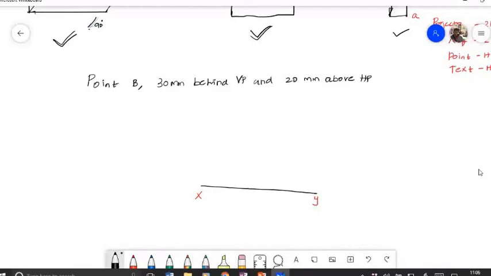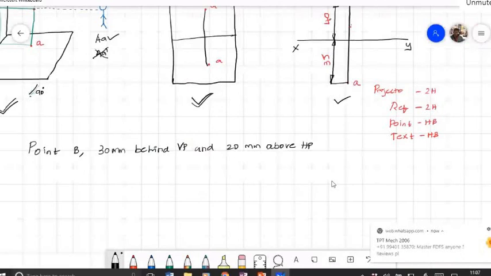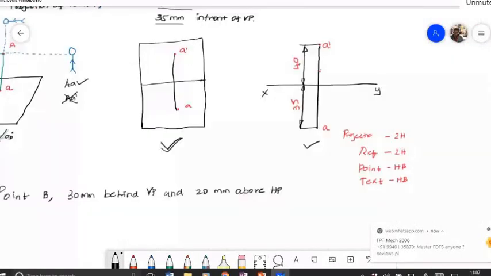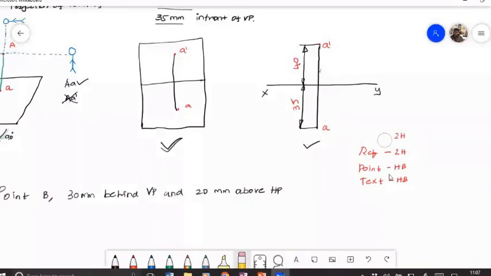Am I right? Yes, sir. Second quadrant. So second quadrant. Yeah, that's right. So one more thing I forgot to mention. So I told you, right? So this is the solution for the problem.